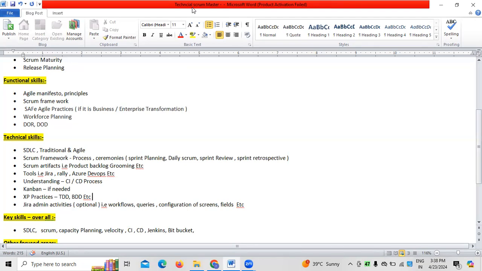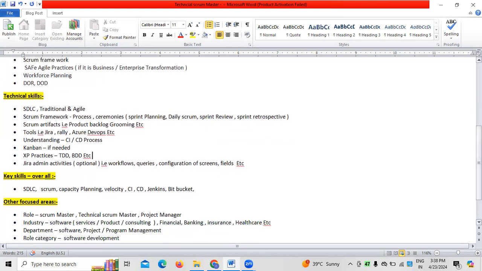At the same time, they must have a clear understanding of the Scrum framework, SAFe and agile practices if it is business or enterprise transformation, workforce planning, definition of ready, and definition of done. These kinds of skill sets are required from the functional context. Next, in the technical context, we need a complete understanding of the SDLC process. At the same time, we need to understand the difference between traditional practices and agile.